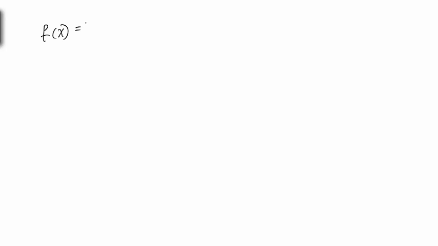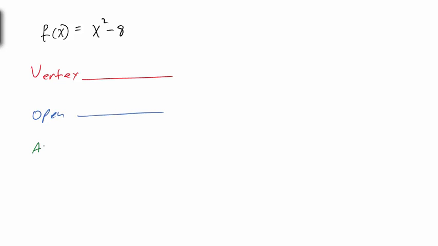f of x equals x squared minus 8. So once again, we want to identify the vertex, determine the direction the graph opens, the axis of symmetry, and any x-intercepts.